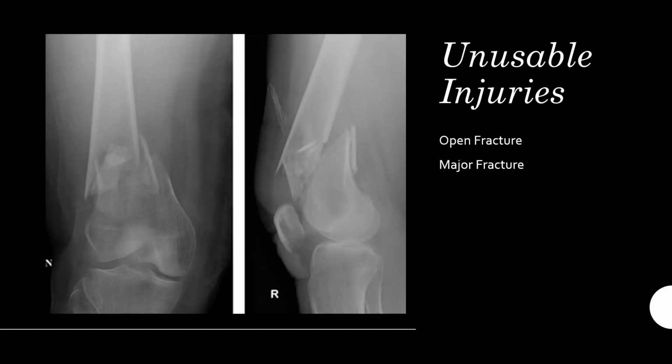All right, so next we're going to be talking about those unusable injuries, and these are going to be those big, bad, usually open fractures or those major fractures to our extremities, or anything basically deemed unusable by that range of motion test and that usability test.